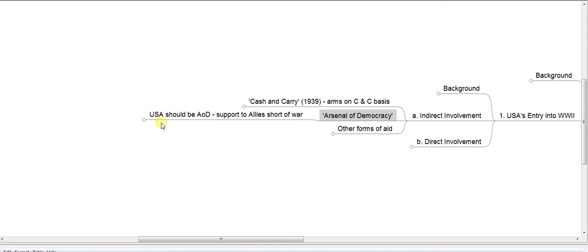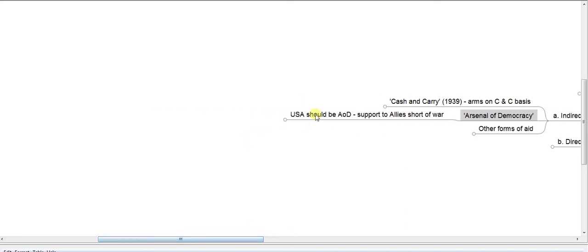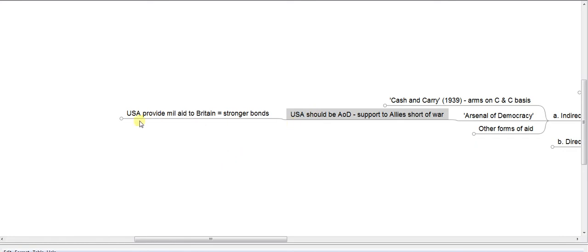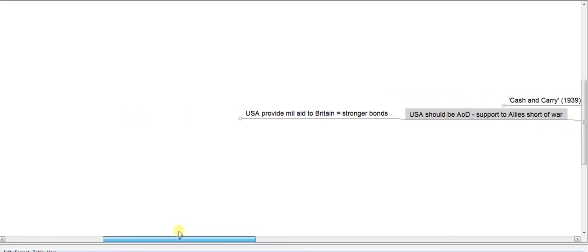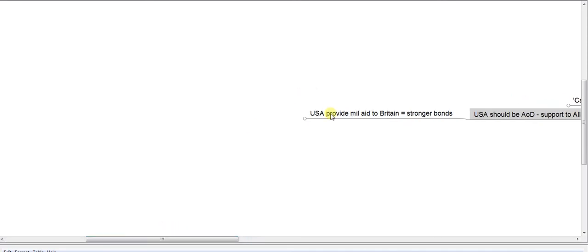What Roosevelt, who was the president of the USA at that time, felt was that the USA should be an arsenal of democracy, and should provide all support possible to the Allies to fight against undemocratic powers like Italy, Germany, short of going to war with these countries. So the USA pledged to provide military aid to Britain and therefore forged stronger bonds with Britain. Churchill, the leader of Britain, forged a very, very close relationship with Roosevelt of America.